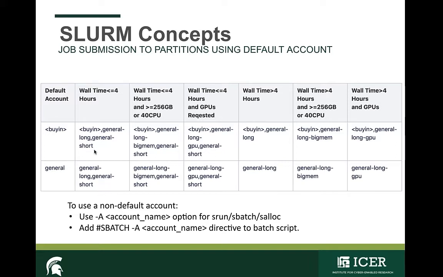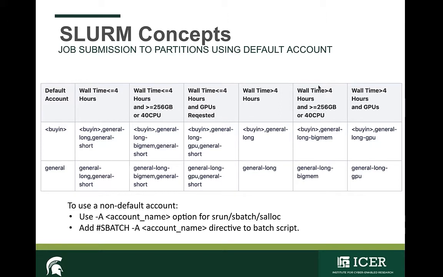If I'm requesting a job with high core count or high memory usage, then it would be the general long big mem partition. Similarly, if my job requested GPUs, I would instead have access to the general long GPU partition. In addition, my job would also be submitted to my own Buyin partition, in this case, the class res partition.